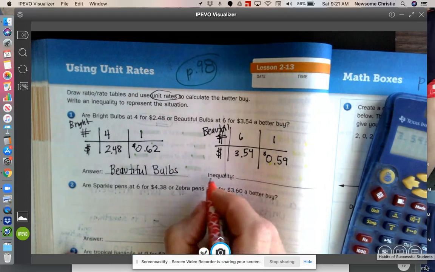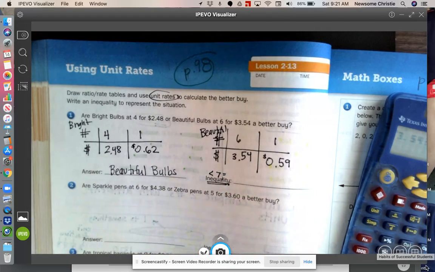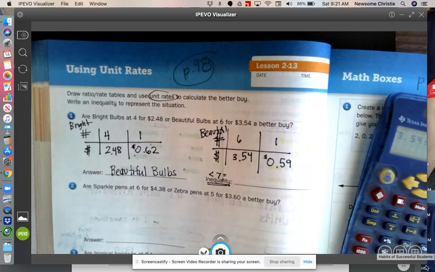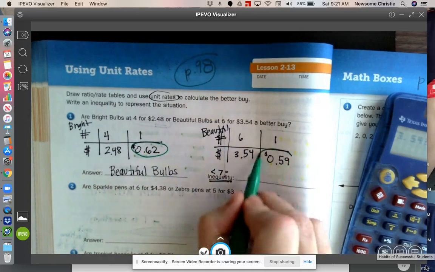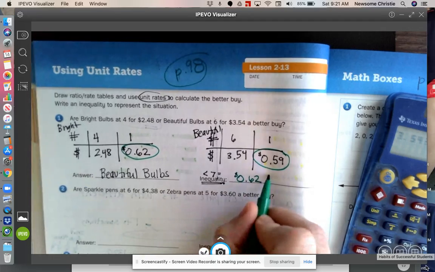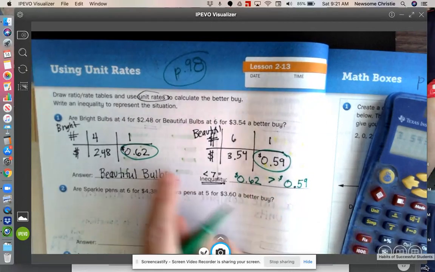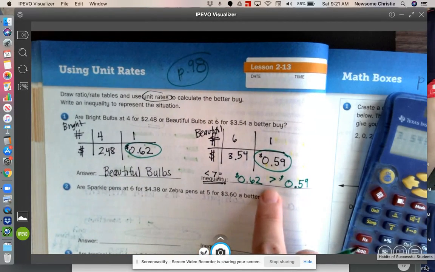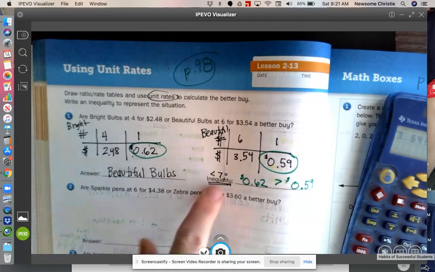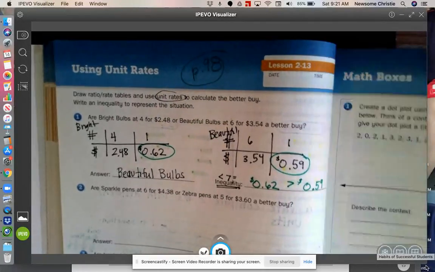Now, this inequality. Inequalities are less than, greater than, or equal to. So we're going to take our 2 numbers that we found, our unit rates, and we're going to compare them. So 62 cents is greater than 59 cents. So it's wanting you to take your unit rates and then just write a less than or greater than math equation to compare them. Okay, and this is just kind of getting your brain thinking about a type of math that we haven't done much with yet that's coming soon.